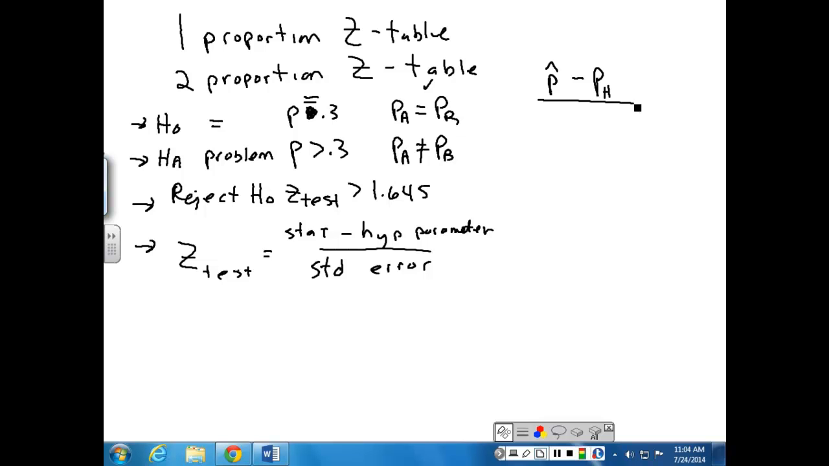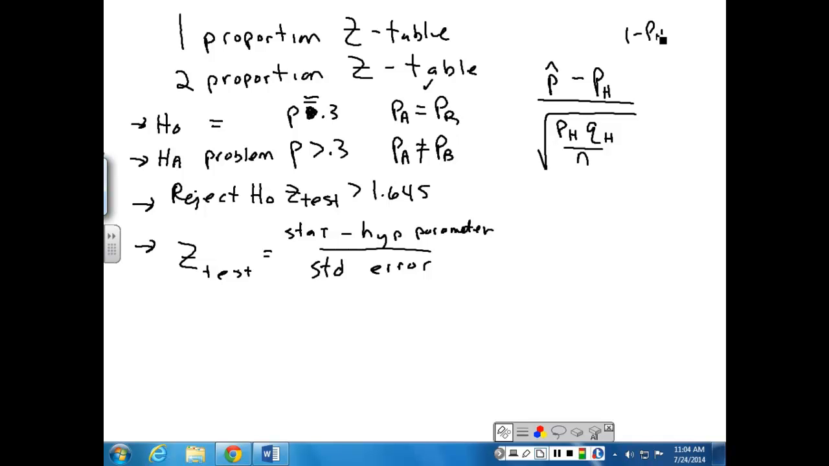I'll go ahead and give you the standard error for this one. It's the square root of PH QH over N, where QH is just 1 minus PH. They're complements and they have to add to 1. So you could think of, if the proportion yes is 0.3, the proportion no would be 0.7. If one of them's 0.2, the other one's 0.8. They have to add to 1.